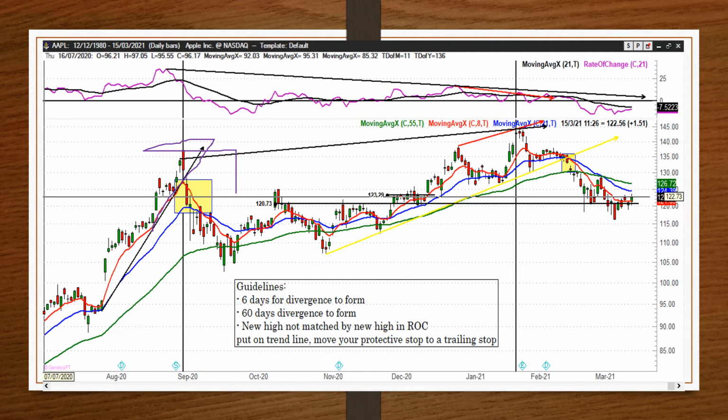So I'm looking for a close below that trend line, which occurs in that yellow box. And then I put a stop sell just under the candle that closed below the trend line. And if the price continues on down, well, then I'm out of the trade. So now, once we're out of the trade, are we done with Apple forever?